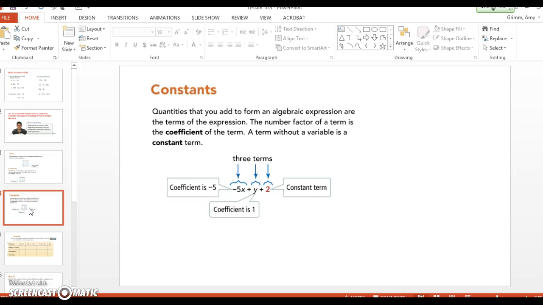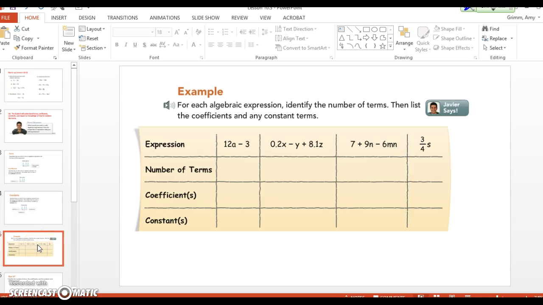So once again, we have 3 terms. We have 1 constant, and coefficients are the things that are attached to a variable. So terms, coefficients, and constants. So let's see if we can do some of this. After what we just talked about, I want you to see if you can fill out this table.